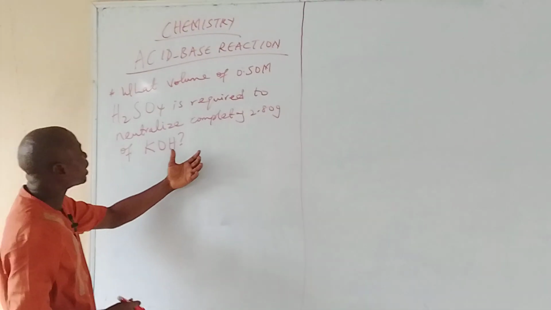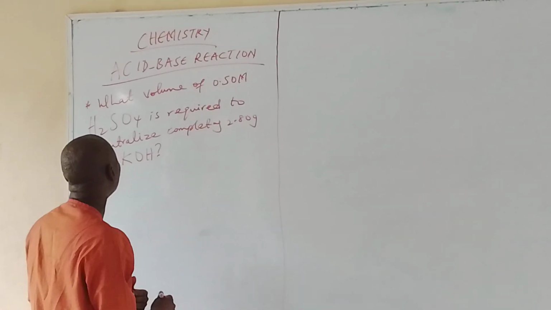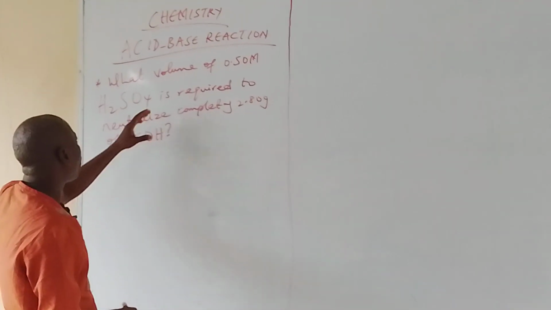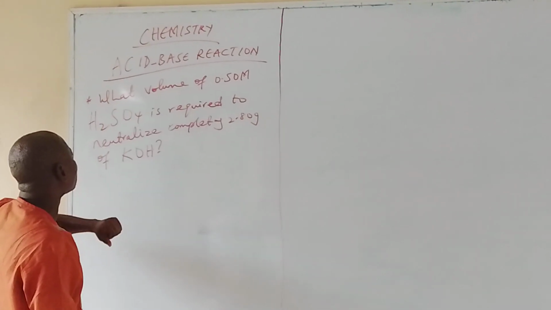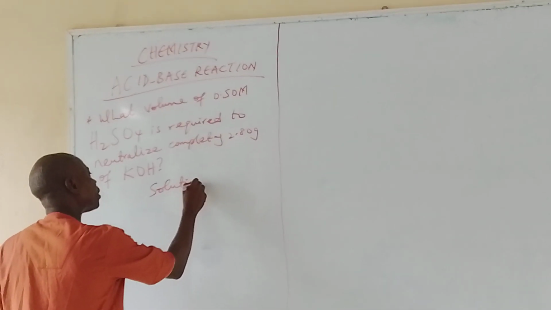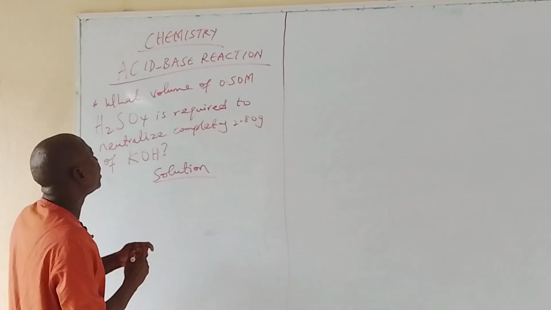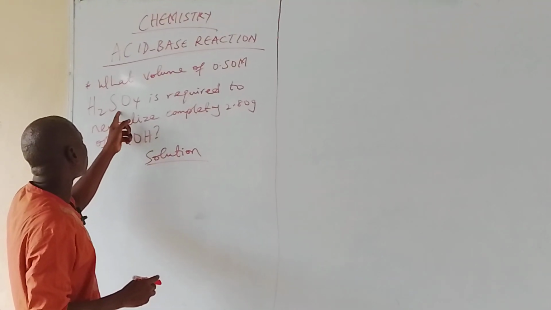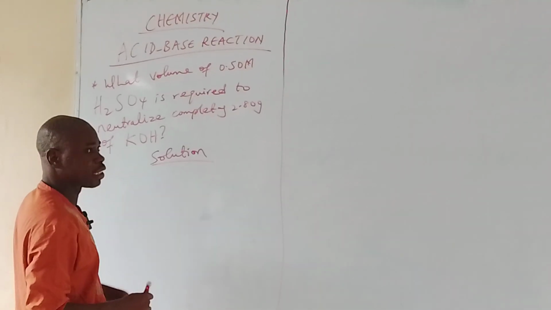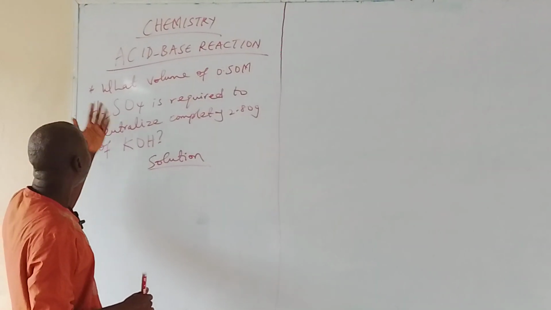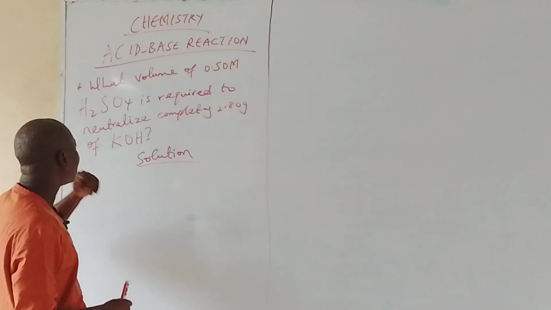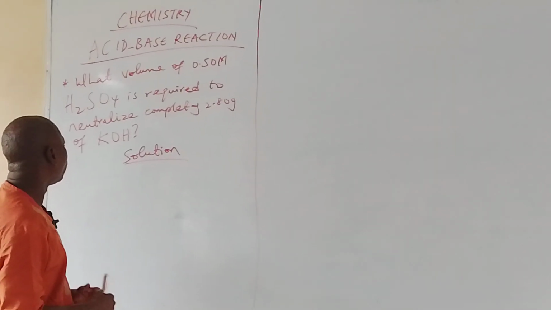Whenever you see this type of question, the first thing you are going to do is to write the chemistry of reaction. There is no way we can solve this without first writing the chemistry of reaction. So, solution. I'm going to write the chemistry of reaction between the acid, that is H2SO4, tetraoxosulfate(VI) acid, and potassium hydroxide. As we know, a neutralization reaction is a reaction between an acid and a base to form salt and water only.